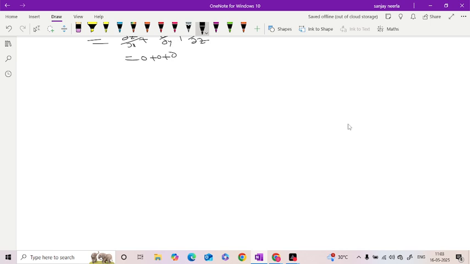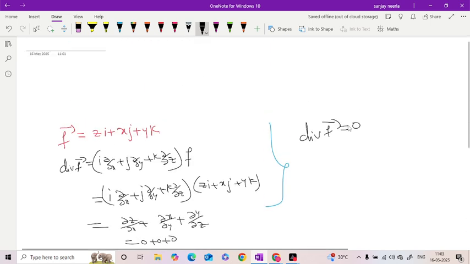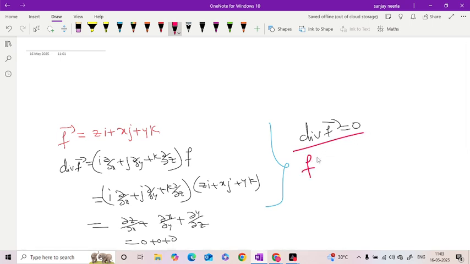What is the corresponding vector? We call that f a solenoid vector. Very good. So f is called as solenoidal vector.